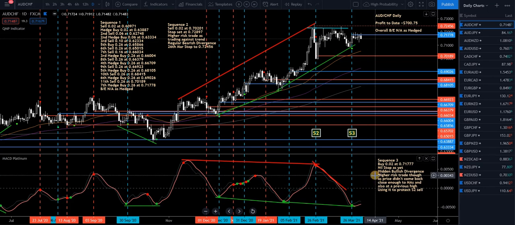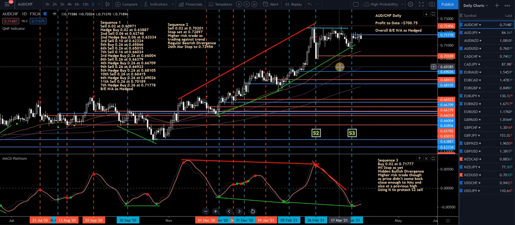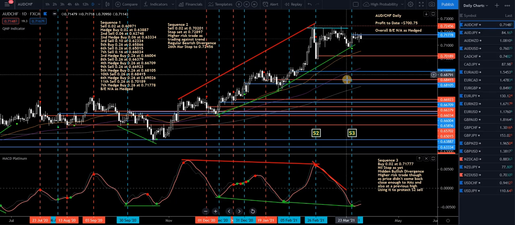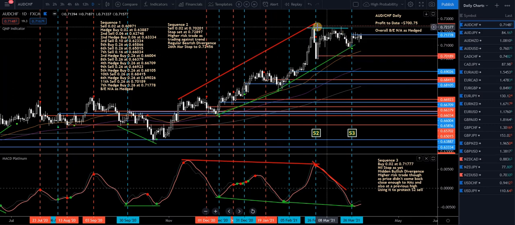It's a hidden bullish divergence trade, high risk though, as price didn't come back to the MAs. Generally, I like the 50, the 100, and the 240 MAs. I like price to come back to them. There's a previous high here. I'm still in the sell from here.